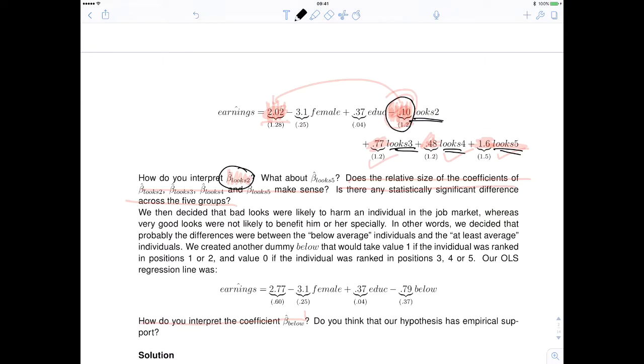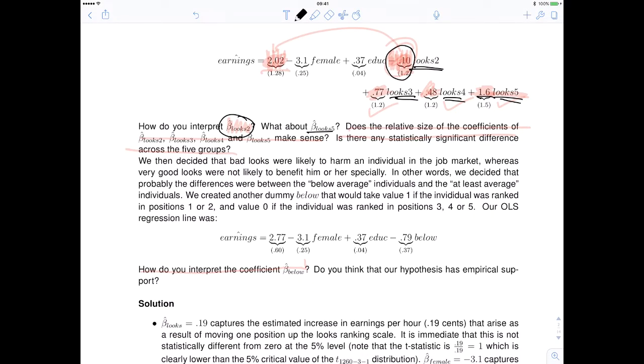Okay, how do I interpret, for example, looks 5? Well, the people that have looks 5 earn $1.60 more than the people with looks 1. Is it statistically significant? The answer is no again, by applying a t-test. Right. Is there any statistical significance across the different groups? The answer is no.